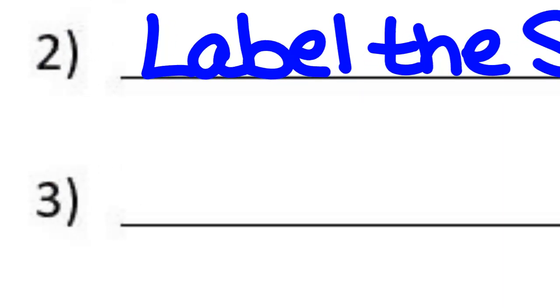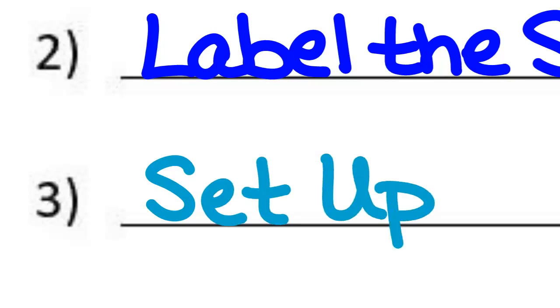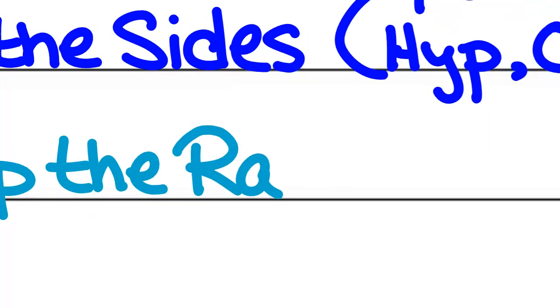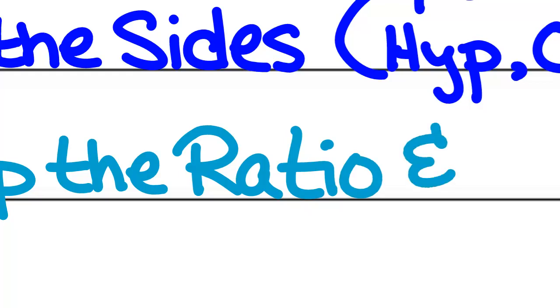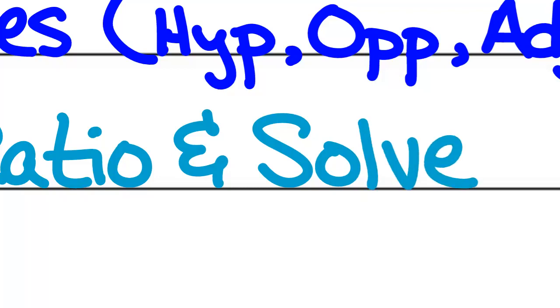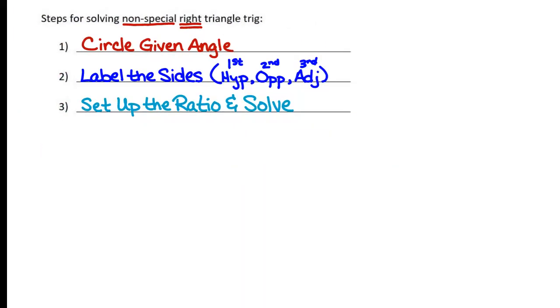So we circle our angle, we label the sides, then we set up the ratio and solve. Circle our angle, label our sides, set up our ratio, which means we're going to have to decide which trig ratio is going to be used, and then we will solve it.